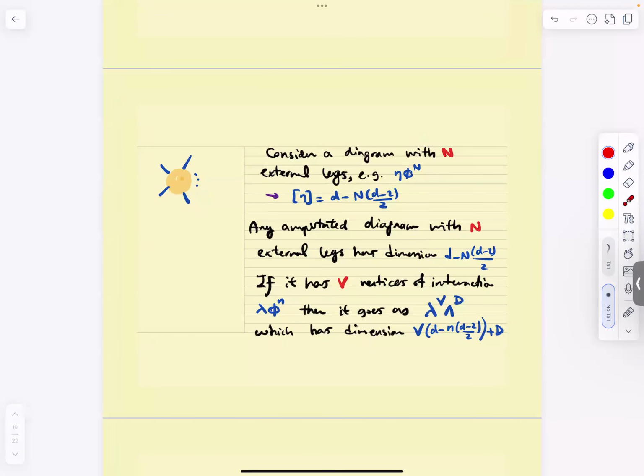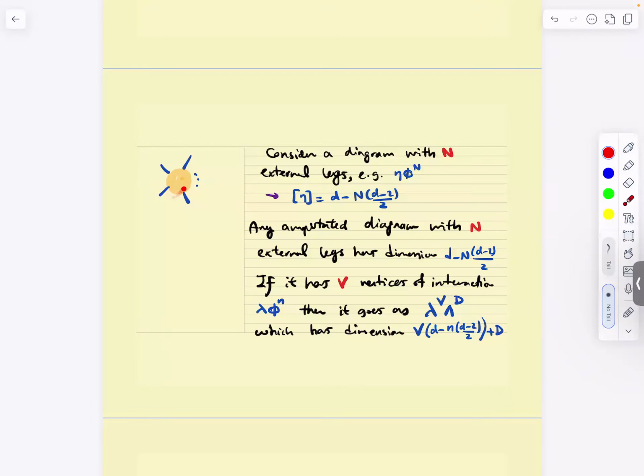Now consider a diagram for this lambda phi^n theory with N external legs. Something like eta phi^N. And this eta would be d minus capital N times (d minus 2) over 2. Any amputated diagram with capital N external legs has dimension d minus N times (d minus 2) over 2. Good?